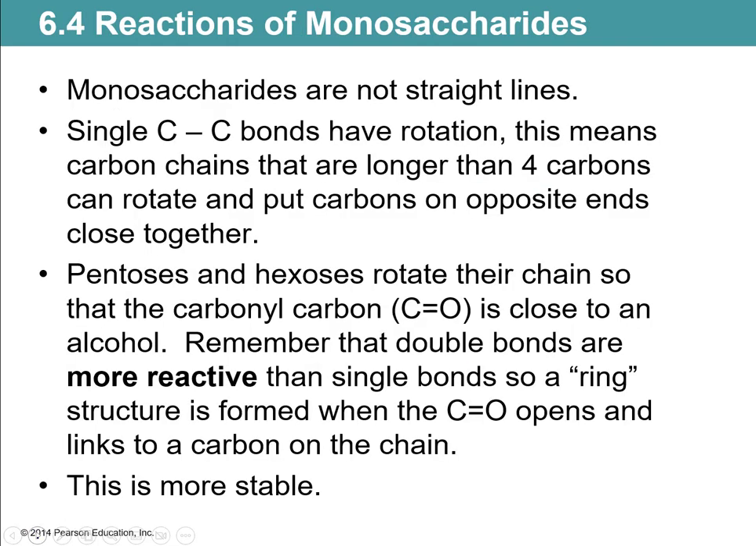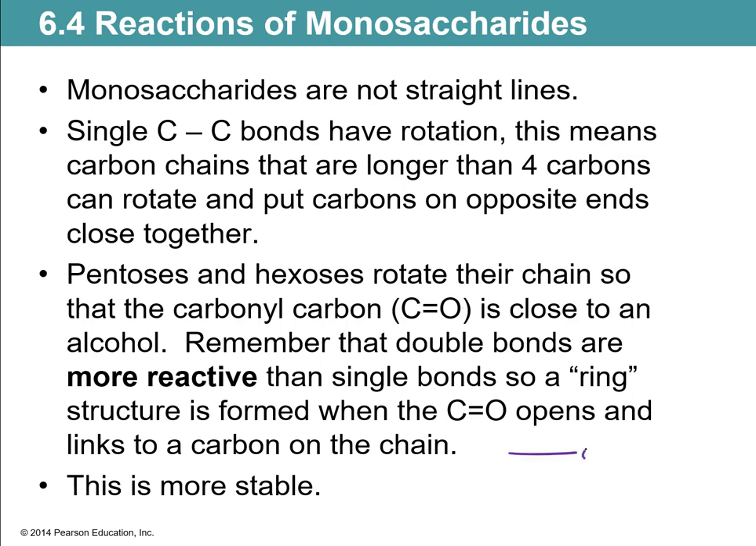So most monosaccharides, we've been drawing them looking like straight lines, but in fact, they're not. And it all has to do with that double bond. The aldo or the keto, that double bond oxygen. Remember, double bonds are more reactive than single bonds. So these pentoses and hexoses, and we're really just going to talk about glucose and give galactose as an example, these sugars want to break that aldehyde or ketone double bond oxygen. And doing this, they form a ring.